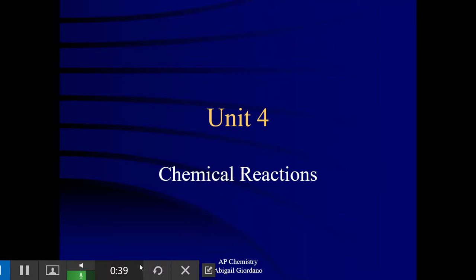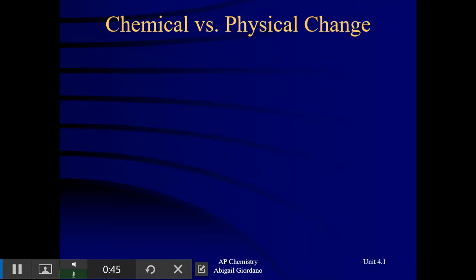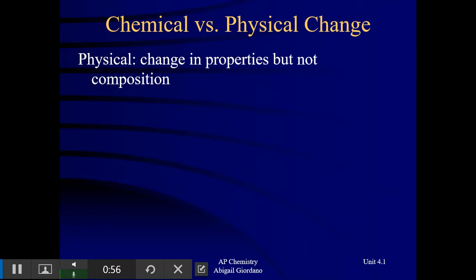So as I said, Unit 4 is all about chemical reactions. And this first subunit is very short. It's an introduction, and it essentially makes sure that you remember back from Chem 1 the difference between a physical change and a chemical change.